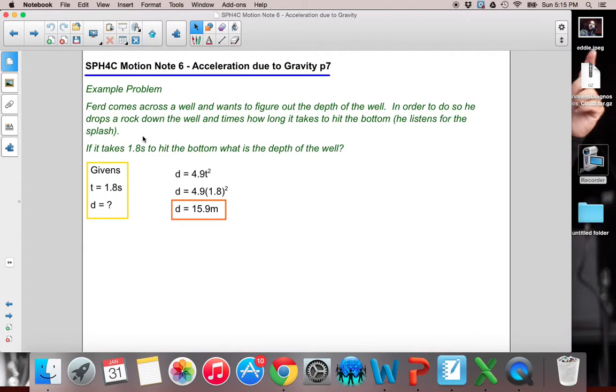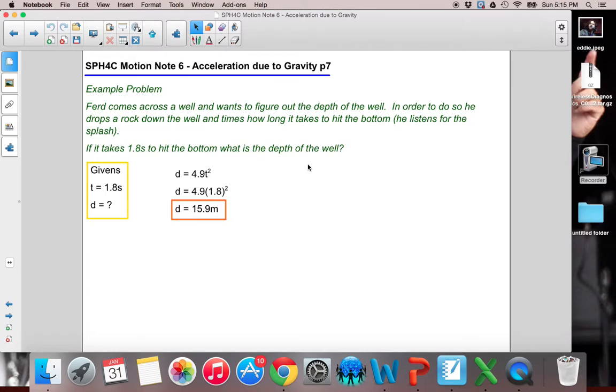So to use that in an example, Ferd comes across a well and wants to figure out the depth. In order to do so, he drops a rock down the well and times how long it takes to hit the bottom. So he listens for the splash. If it takes 1.8 seconds, how deep is the well? Now we're sort of assuming that the sound travels at infinite speed, because there is a little bit of time for you to hear, right? But we don't take that into account.